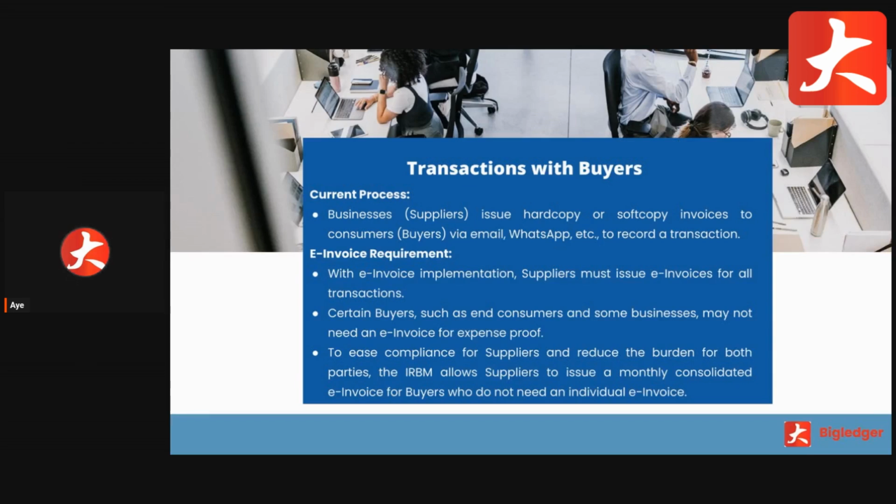Currently, suppliers or businesses issue hard copy or soft copy invoices to the buyers using email or WhatsApp or the hard copy to record the transactions. But after implementing the e-invoice, suppliers need to issue e-invoices for all transactions. So maybe during this e-invoice time, the buyers may need to use the e-invoice, but sometimes they may not. Maybe they don't request the e-invoice. If they didn't request the e-invoice, then the supplier needs to submit a consolidated e-invoice by the 7th of the next month.